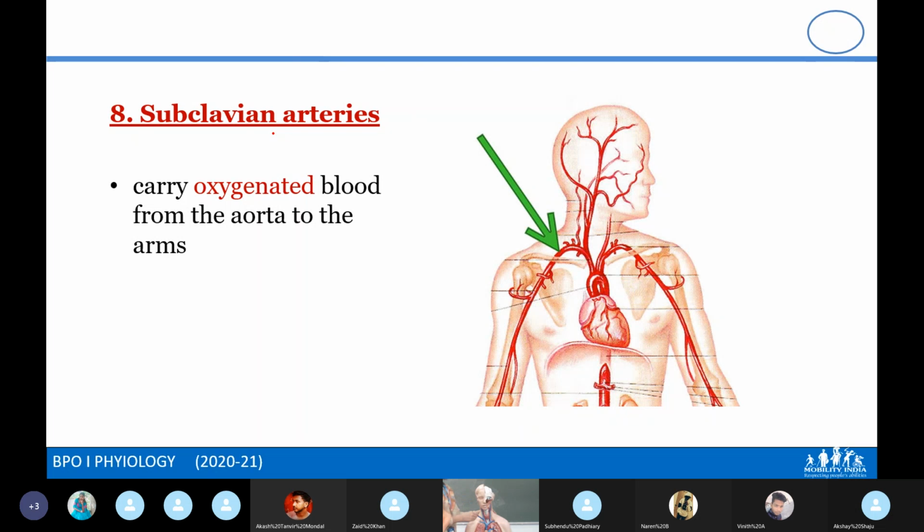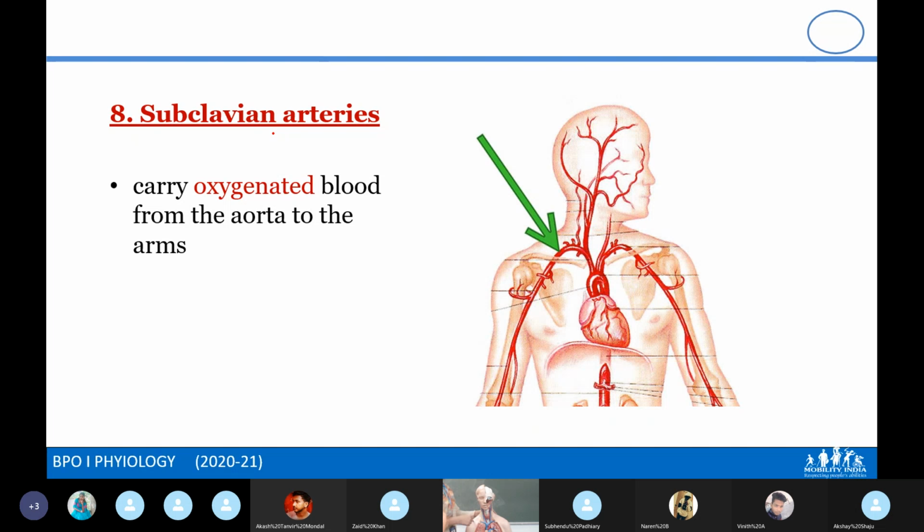Next is the jugular vein. From there the blood will come back with the help of the jugular vein and it connects with the superior vena cava. Okay, from there it goes to the heart, right atrium.